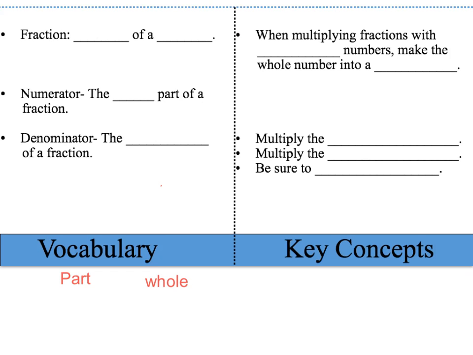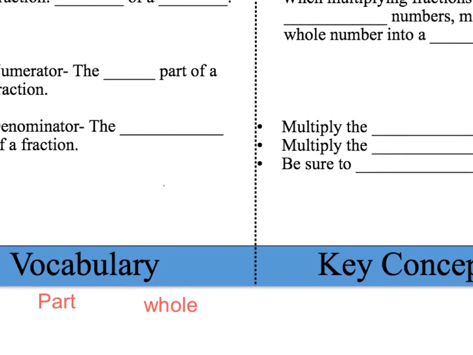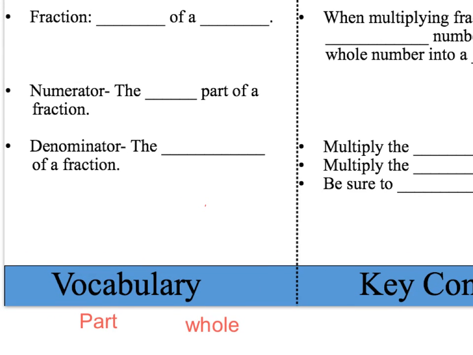Alright, so let's go ahead and talk about the left-hand side of the notes. We're going to discuss some vocabulary for today. The first vocabulary word is fraction. A fraction is part of a whole. So you've probably seen a fraction with a little bar like this, and you have a numerator on top and a denominator on the bottom. So the 1 is part, and the 2 is our whole.